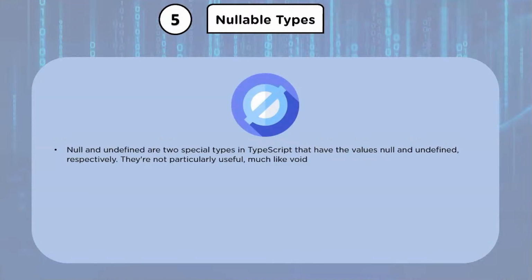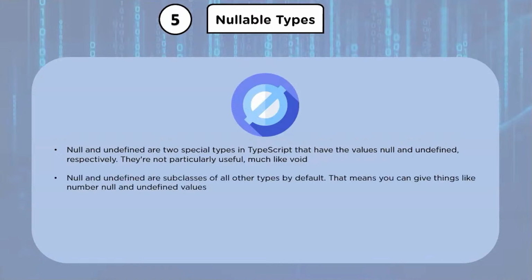Null and undefined are two special types in TypeScript that have the values null and undefined respectively. They are not particularly useful, much like void. Null and undefined are subclasses of all other types by default. That means you can give things like number, null, and undefined values.